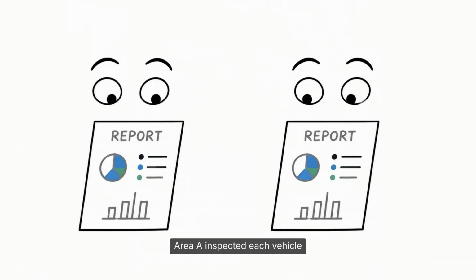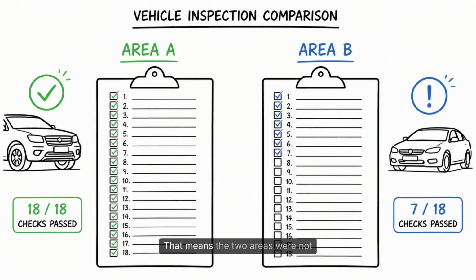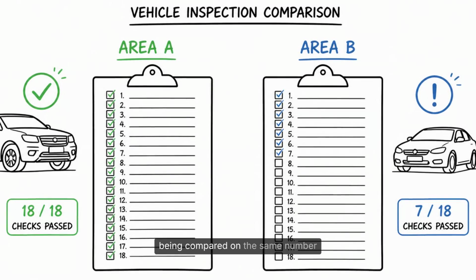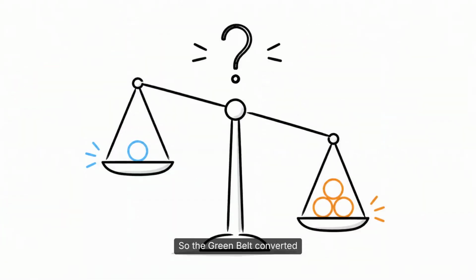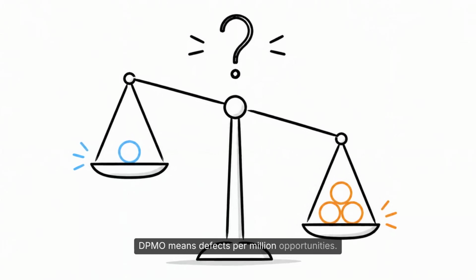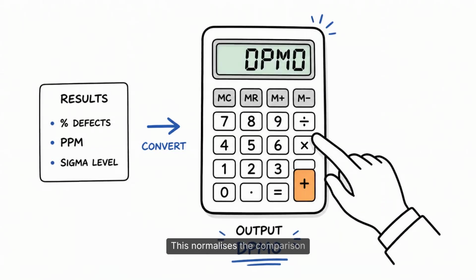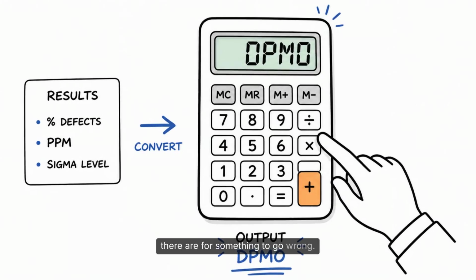Area A inspected each vehicle against 18 paint quality criteria. Area B inspected each vehicle against only 7 paint quality criteria. That means the two areas were not being compared on the same number of opportunities for defects. So the Greenbelt converted the results into DPMO. DPMO means defects per million opportunities. This normalizes the comparison by accounting for how many chances there are for something to go wrong.